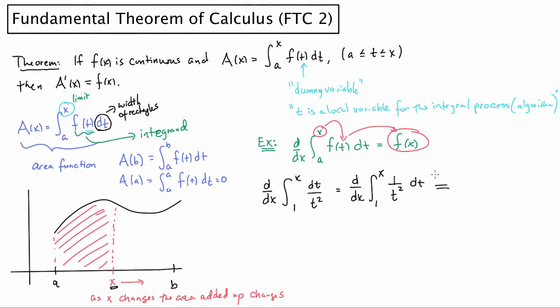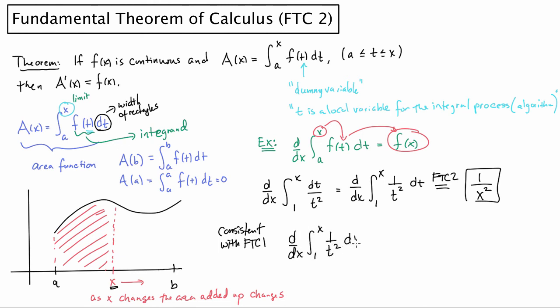Well, by the second fundamental theorem of calculus, FTC2, the derivative of the integral cancels, and I get 1 over, replace the t, the dummy variable, with x, I get 1 over x squared. So that's my answer. Well, great. Let's see if this is consistent with FTC1, the first fundamental theorem of calculus. I'm asked to take the derivative of the integral from 1 to x of 1 over t squared dt. So up here, this required no integral calculation at all.